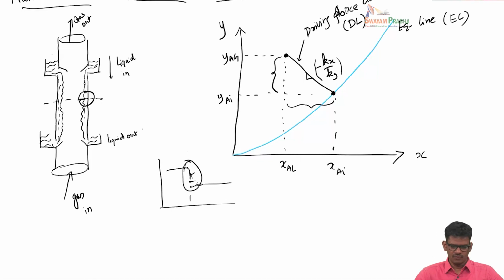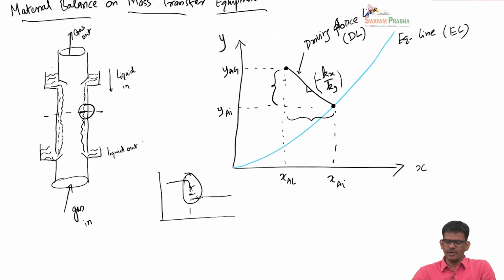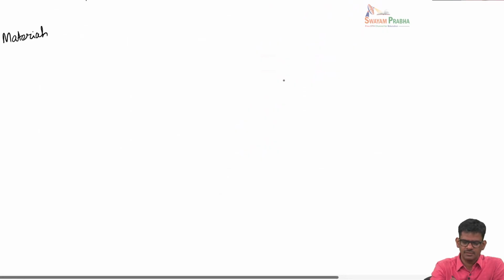I also mentioned that here the gas was flowing from bottom to top, and the liquid was going from top to bottom. So it's called a counter current flow. Now I'm going to start with the co-current flow, and I'll come back to counter current later. So let's do a material balance in a co-current process.